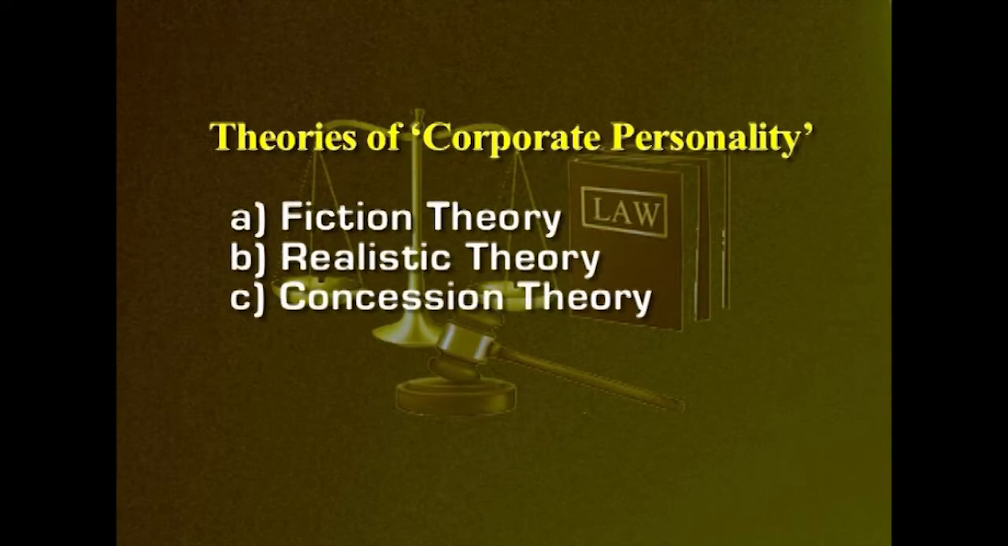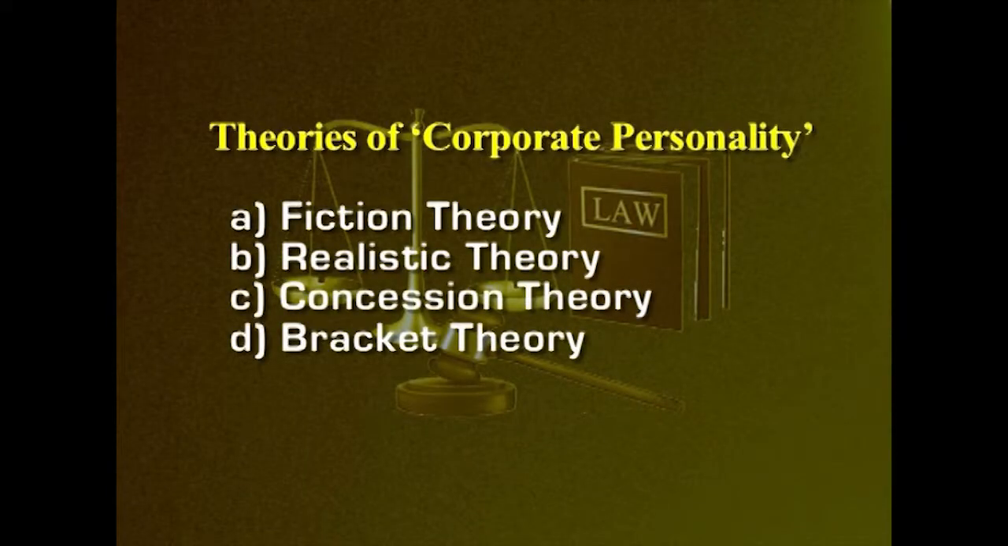The third theory, concession theory. This theory, expounded by Savigny, holds that the sovereign and the individuals are the only realities. All intermediaries and institutions cannot claim recognition as persons. They derive their existence from the sovereign, and as such, corporate personality arises only as a result of state acts or by concession of the sovereign.